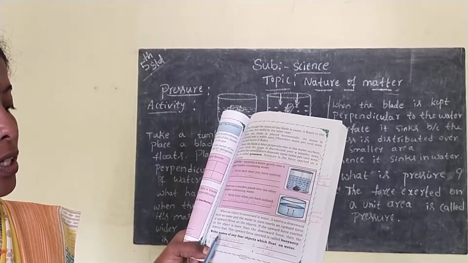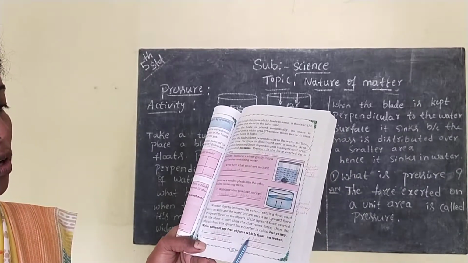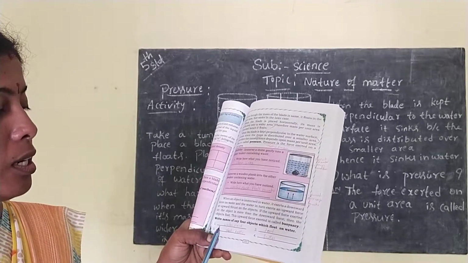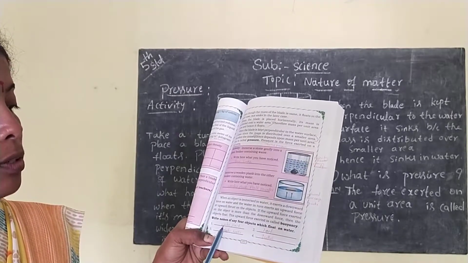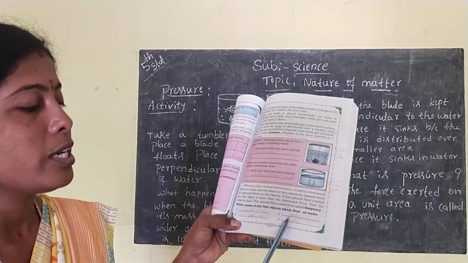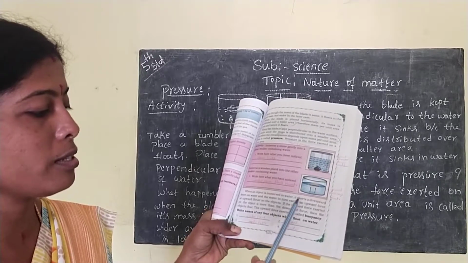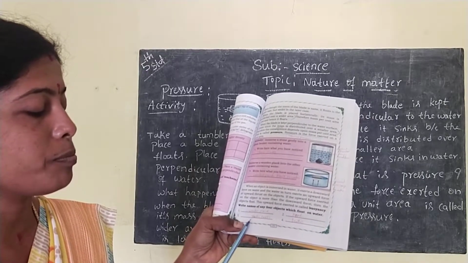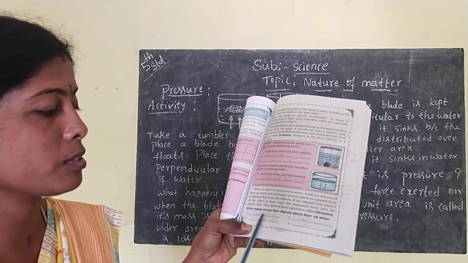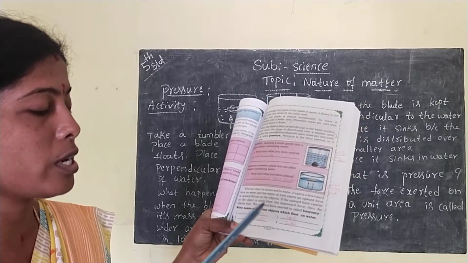Here, one activity is there. Write names of any 4 objects which float on water. You have observed a wooden plank. A wooden plank floats on water. A leaf also floats on water. Next, take one plastic cover and put it on the water. What happens? The plastic cover also floats on water.